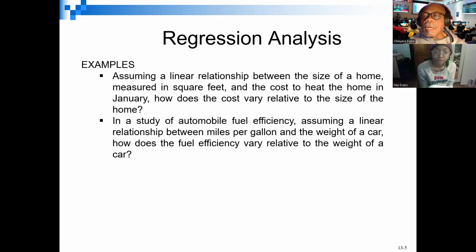This is what I just explained to you. These are examples. Assuming a linear relationship between the size of a home measured in square feet and the cost of heat, the cost to heat the home in January, how does the cost vary relative to the size of the home? In a study of automobile fuel efficiency, assuming a linear relationship between miles per gallon and the weight of a car, how does fuel efficiency vary relative to the weight of a car?